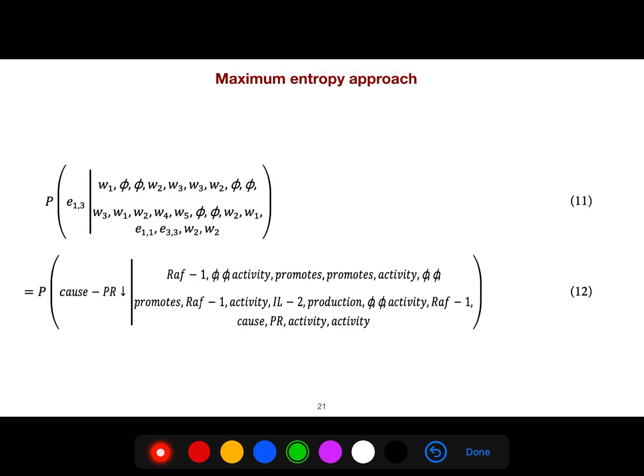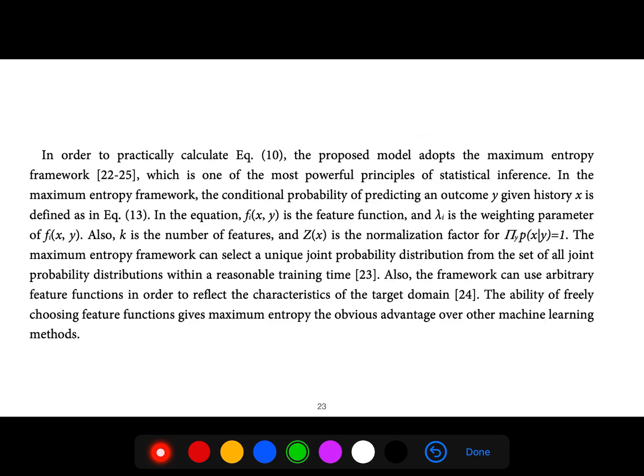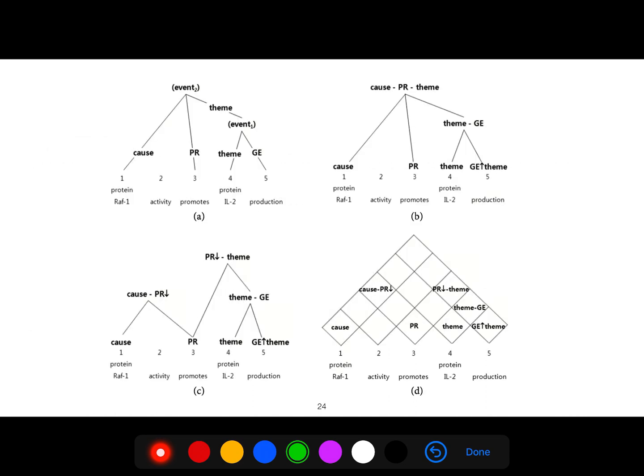So what is the probability of cause and protein given that something? Then we say we have K features. So this is again an old-fashioned way. We are manually creating these features and then learning the parameters, and then this is what may appear.